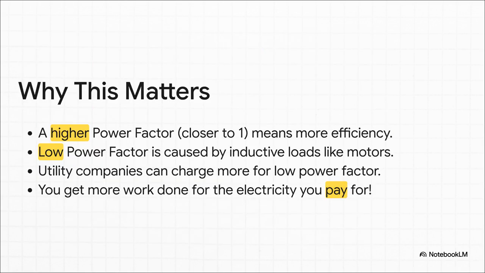Okay, so why should any of us care about this? Well, a low power factor, which you get a lot with things like motors, is just plain inefficient. It means you have to pull more total power, more air, from the grid just to get the same amount of chips, or useful work. For big factories, this is a huge deal. The power companies can actually charge them more for having a low power factor because it puts more strain on the whole system. For you and me, it's simple. A higher power factor means you're getting more bang for your buck on your electricity bill.